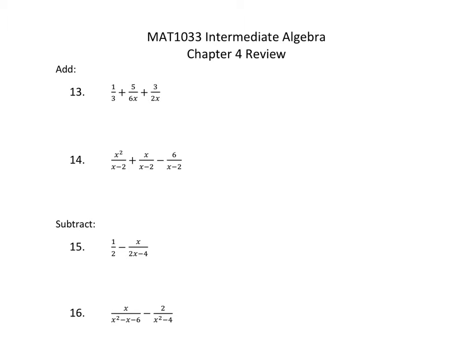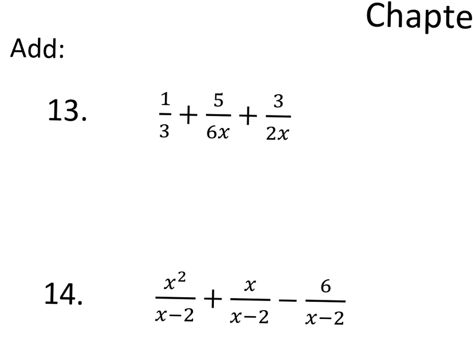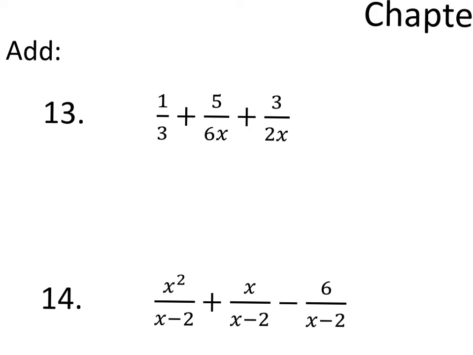All right, so we're moving on to number 13 here. We're going to add rational expressions that do not have the same denominator. So the first thing we need to think about is, just like with any fractions, we cannot add these until we give them a common denominator.